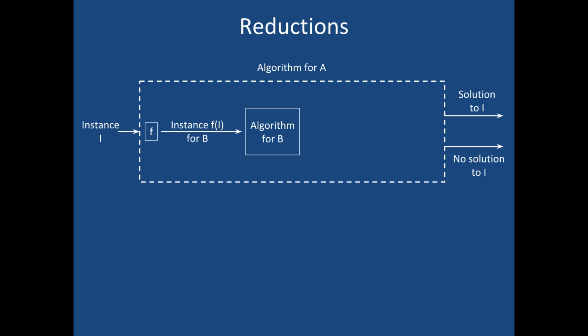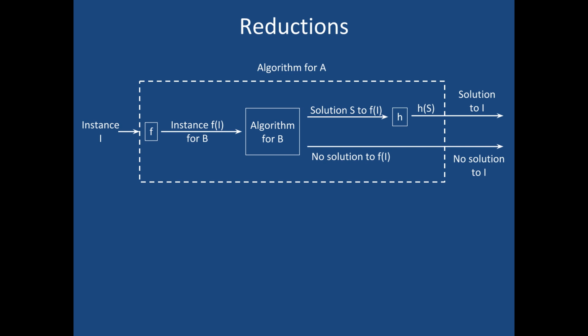Then we run B on that data, and B either says, I have a solution, or it says there is no solution. If there's no solution to this modified input, we report there was no solution to the original input. And if there is a solution to the modified input, we run H on it, which is just converting it into a form that we can report as our answer.